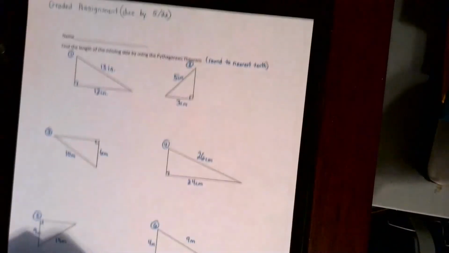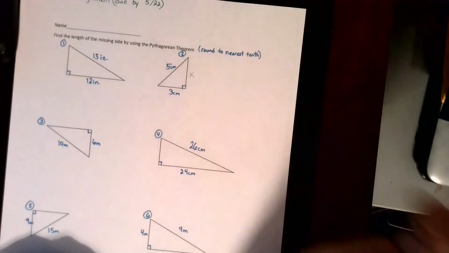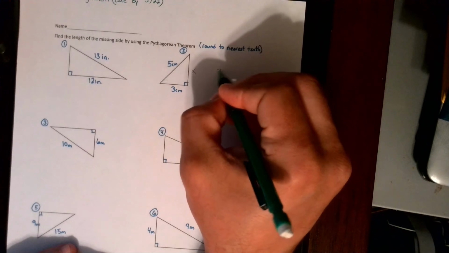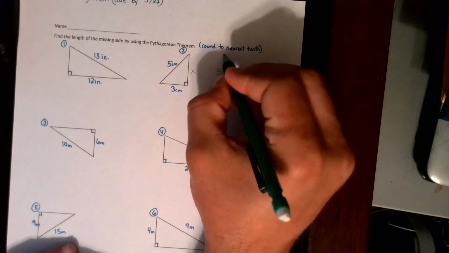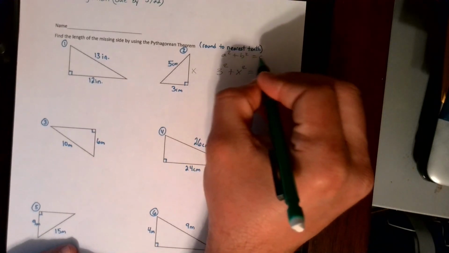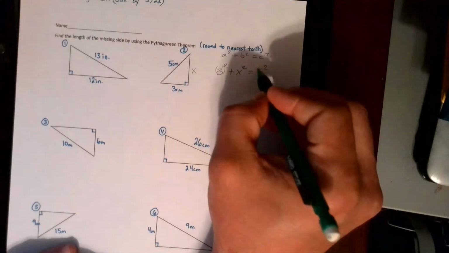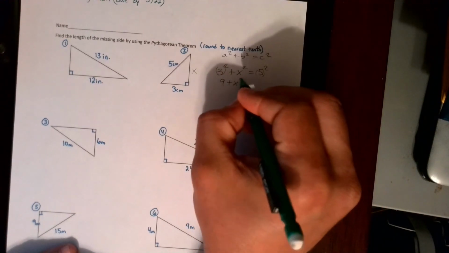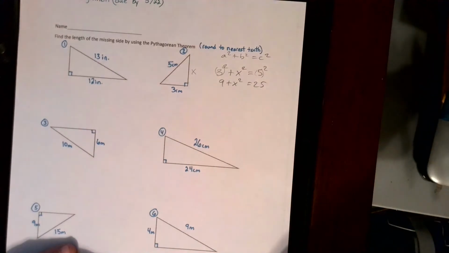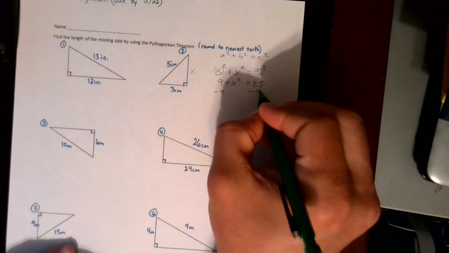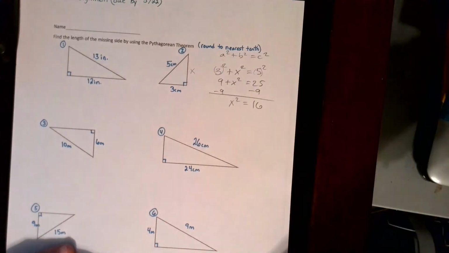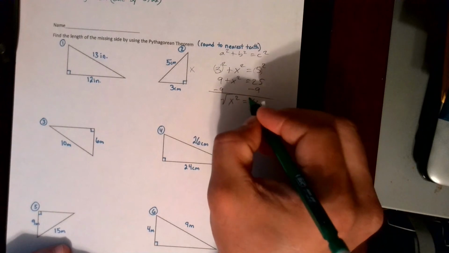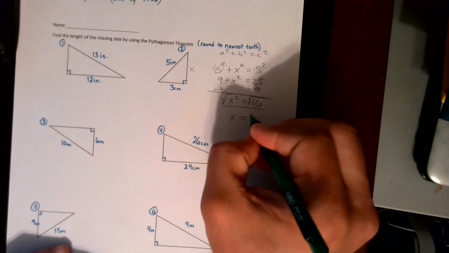From page 17, we'll do a couple of these too. Number 2, missing leg. One of my legs is x, so I have 3 squared plus x squared equals 5 squared. I should have started with the formula a squared plus b squared equals c squared. Plug in. 3 squared is 9. 5 squared is 25. Subtract 9 from both sides to get x squared alone. x squared equals 16. I have to get rid of that square. The opposite of squaring something is taking the square root. And I get x equals 4.